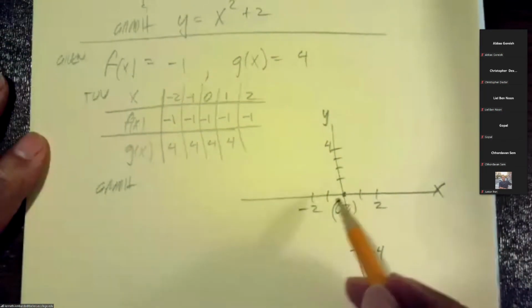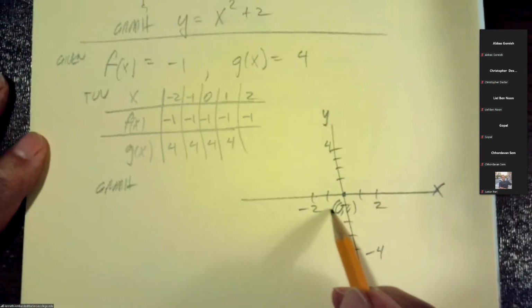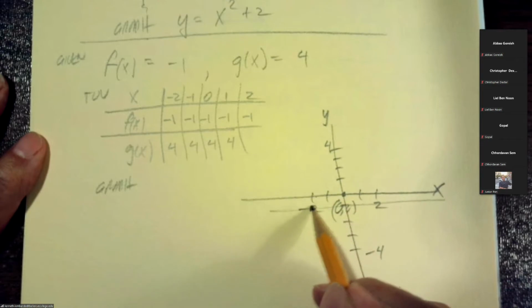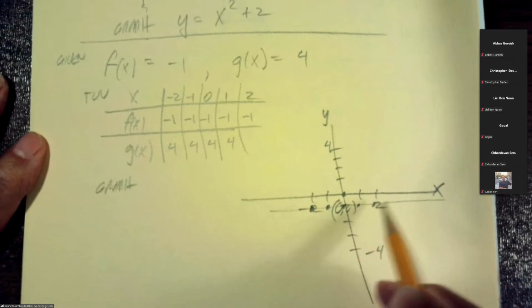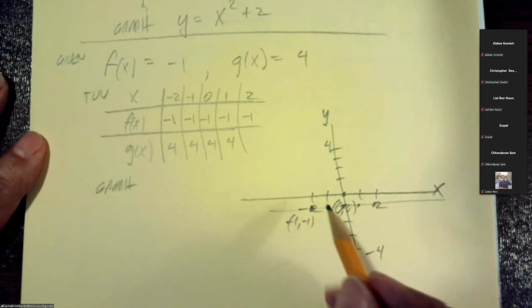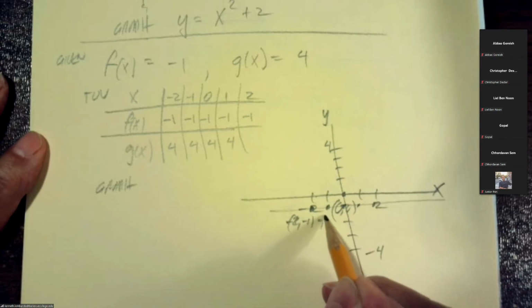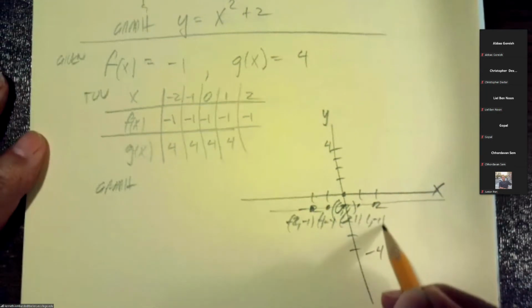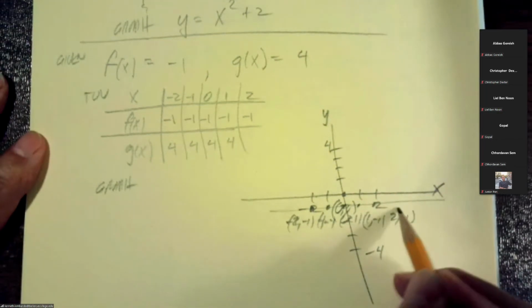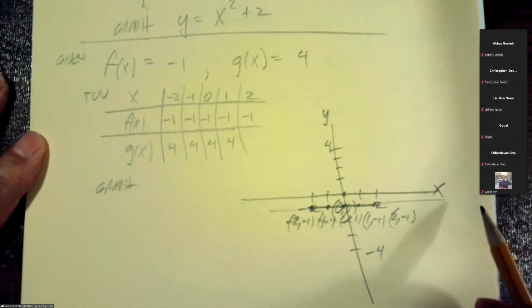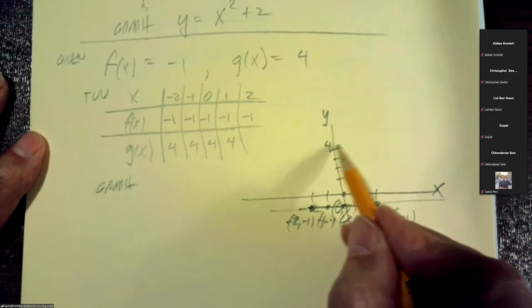All right, so for -1, somewhere along here. And so we're going to have points here, and here, and here, and here, and here. -2, -1, -1, -1, 0, -1, 1, -1, and 2, -1. Okay, so those are those points. And we'll connect those points. There they are. And then for g, it's 4.